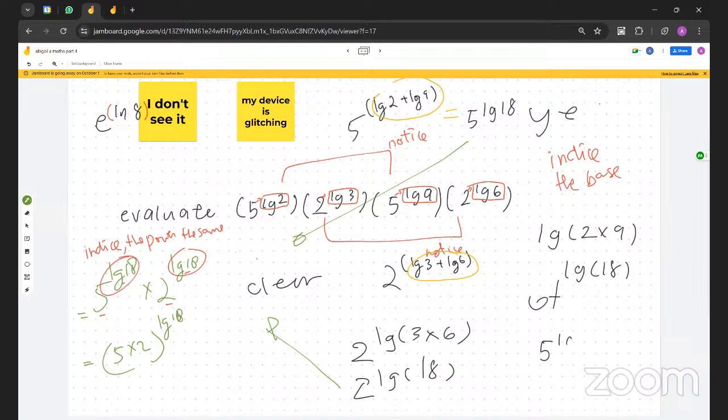I don't usually consider this memorization. I consider this: hey, the power the same, I can do something. Initially, the base the same, I can do something. Now the power the same, I can do something. If you don't understand this, please say that. Good. If you understand, then please tell me what's 5 times 2? 10, and then power lg18. Go ahead. And then you see the final step. Do you see it?